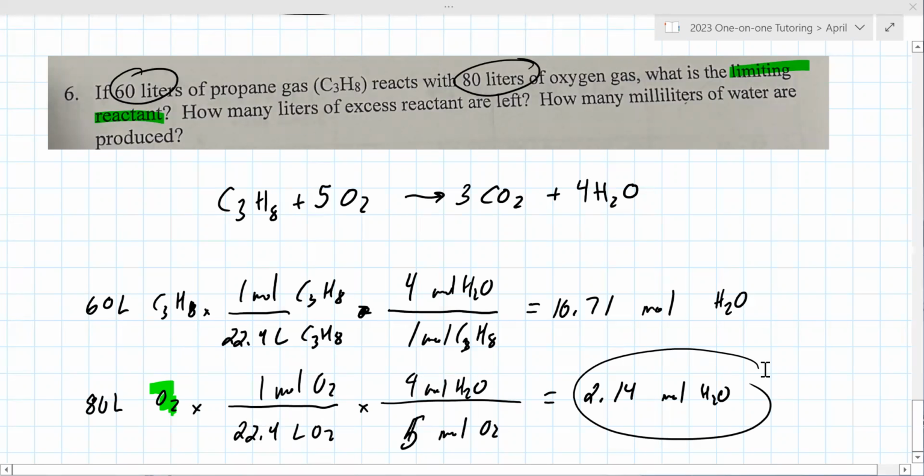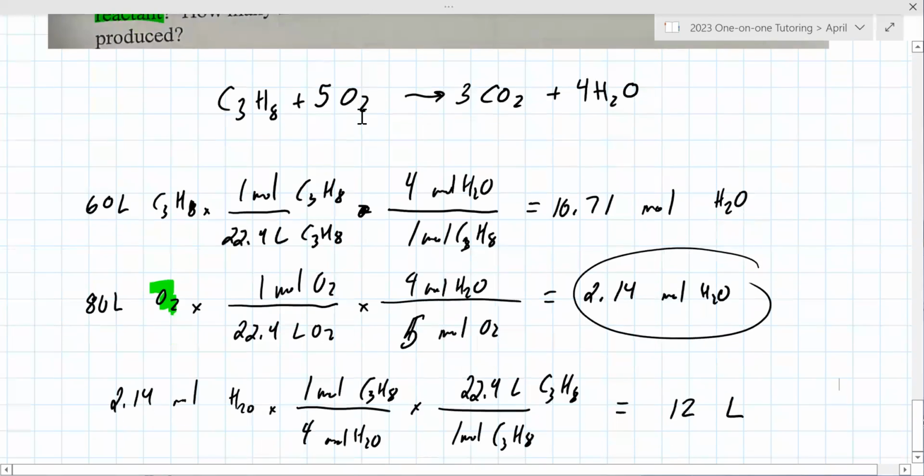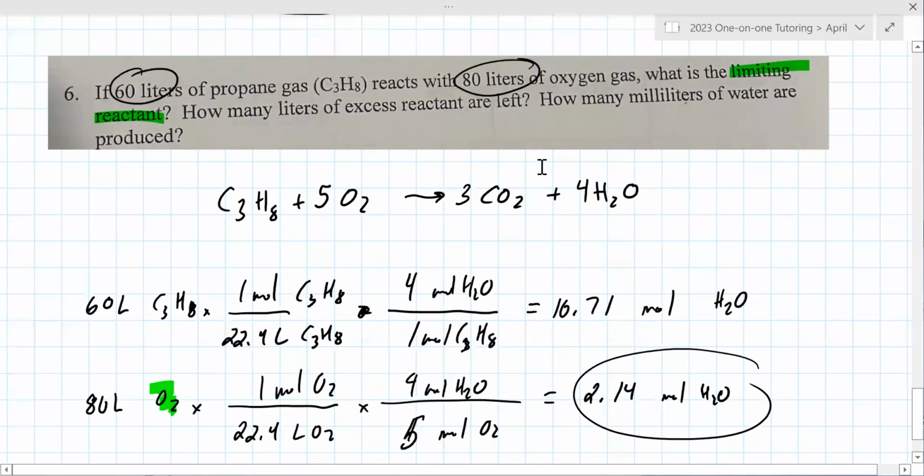Okay. We find the excess just by subtracting. The idea is that you know you're going to use up all of the O2 because it's the limiting one. So you figure out how much of one of the reactants you can make. Oh, how many liters of excess reactant are there? Not product. No, that's right. Sorry. So you start with O2. You say, okay, how much water could I make?